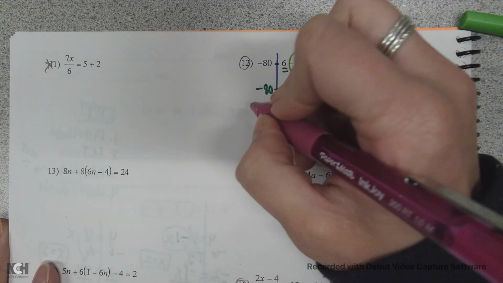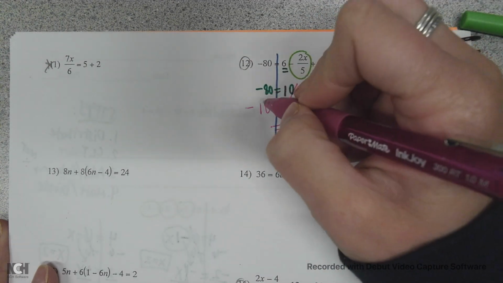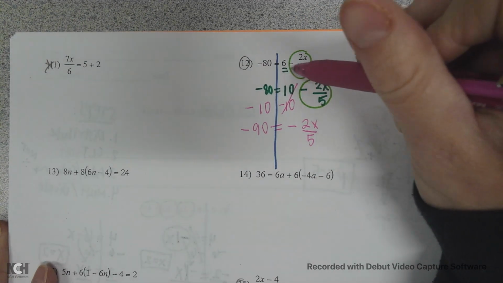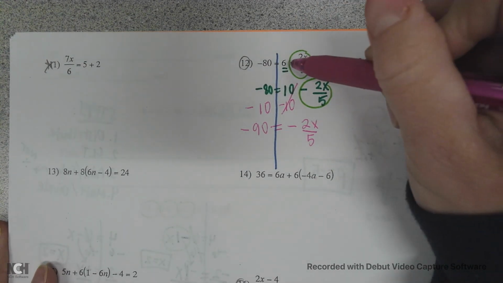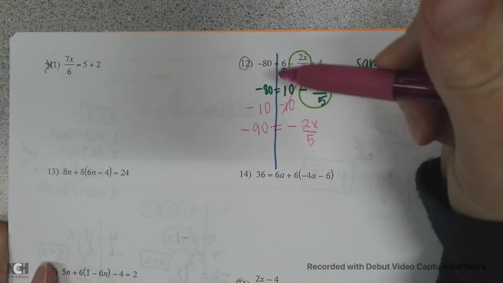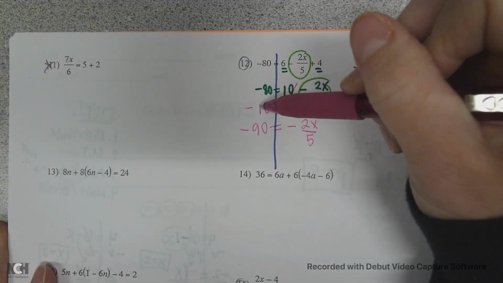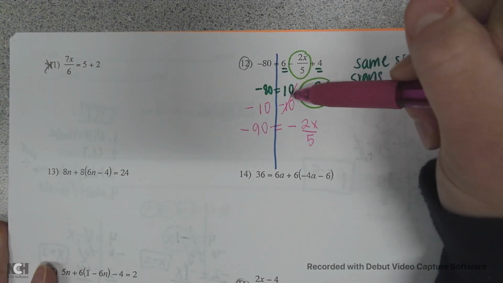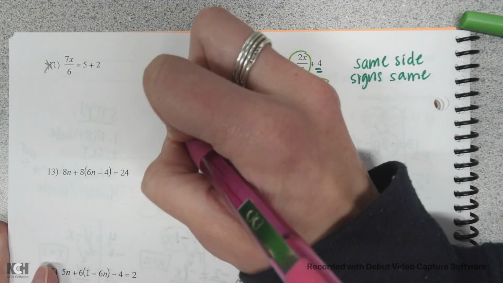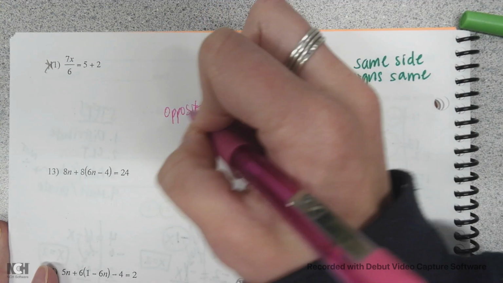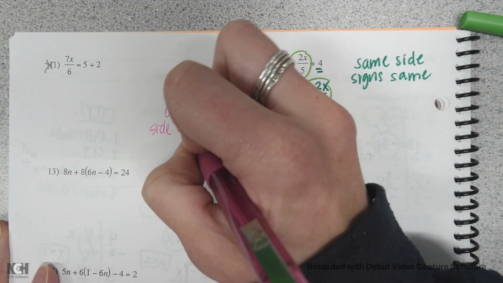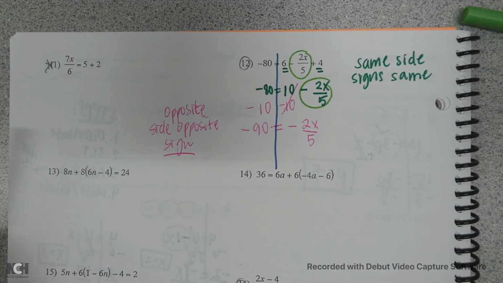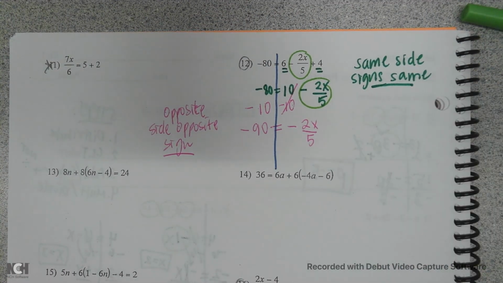Since I subtracted over here, I also have to subtract on this side. Negative 80 minus 10 is negative 90. Now here's the deal. When they were on the same side, we kept the signs the same. We just combined our 6 and our 4 to get positive 10. But this 10 now moves to the opposite side. On the opposite side, we use the opposite sign because we had a positive and now we use the negative. So opposite side, opposite sign. Okay, opposite side, same sign, same side.